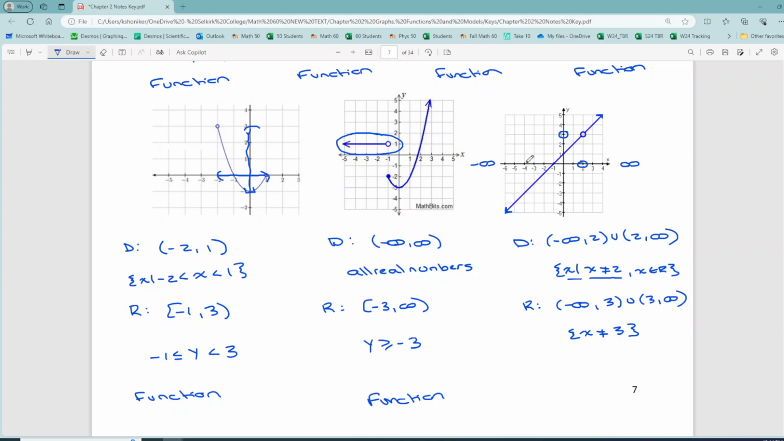Is this one a function? Well, a vertical line never passes through more than 1 point, so I would say that this is also a function. Awesome. So go and practice some domain and range questions in your textbook.